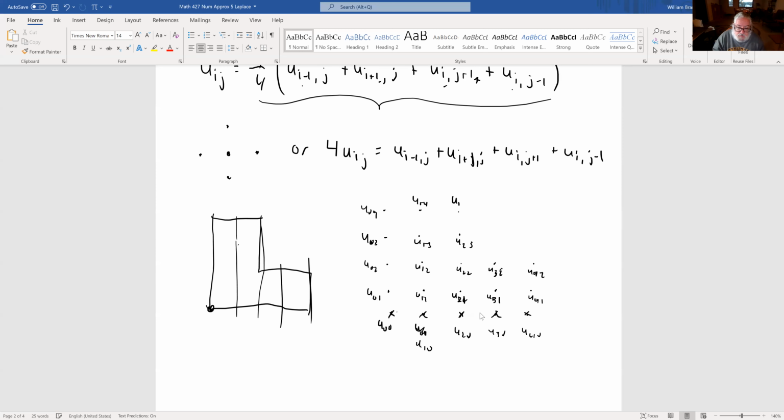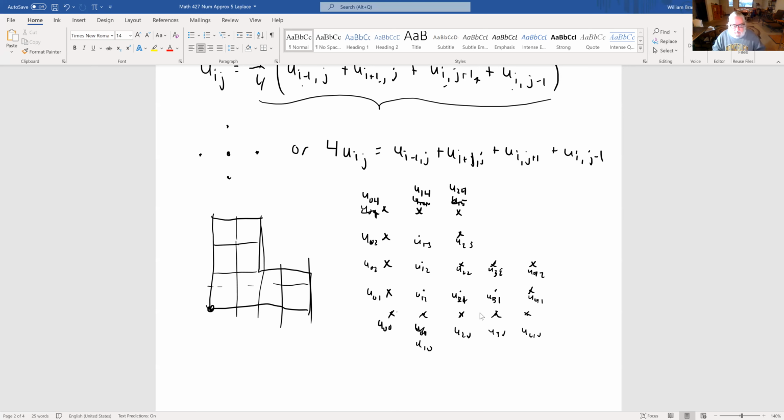And this would be U04, U14, oh my gosh, U04, U14, U24. Great. And these are all boundary conditions because this is all the boundary of my shape. So everywhere there's an X, I know what the temperature is because it's the boundary conditions and we have the boundary conditions stated. And so the rest of my grid is like that.